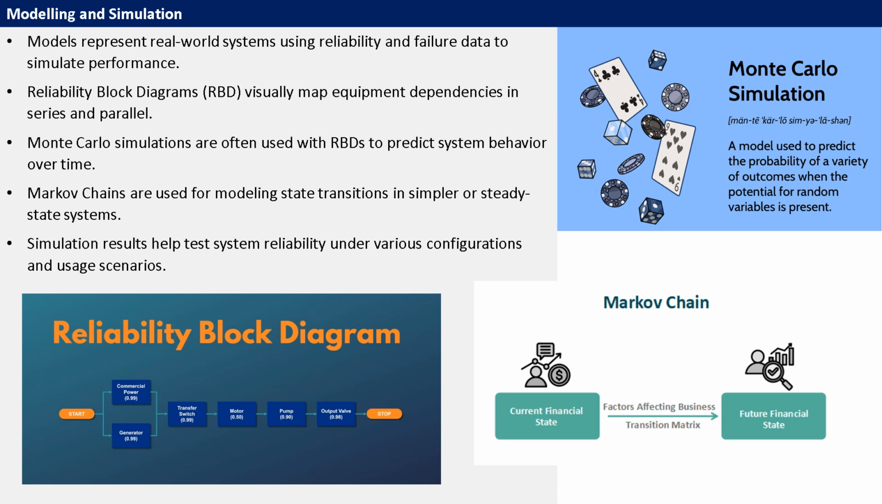Markov chains are another method used, especially for systems with clear operational states and transitions, such as standby, failure, or repair. They're useful for modeling simpler systems or systems where state changes follow a probabilistic pattern. Markov models can help predict the likelihood of the system being in a given state at any time, which is valuable for steady-state availability analysis.